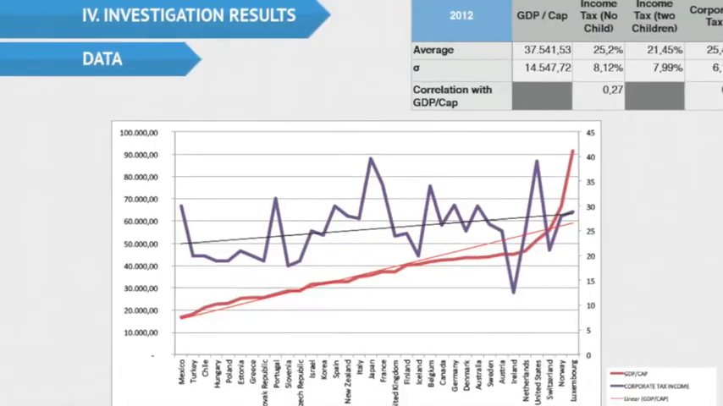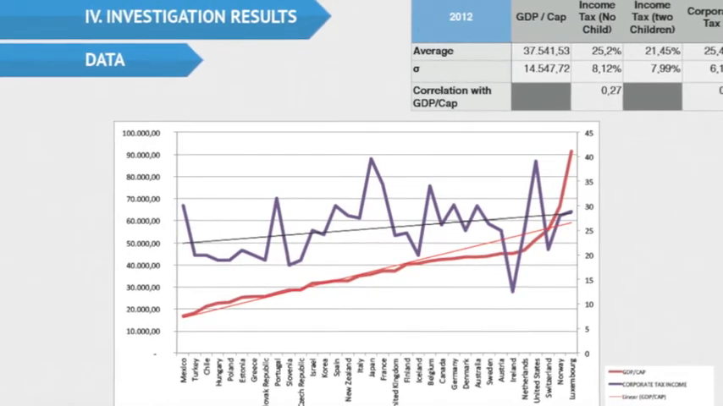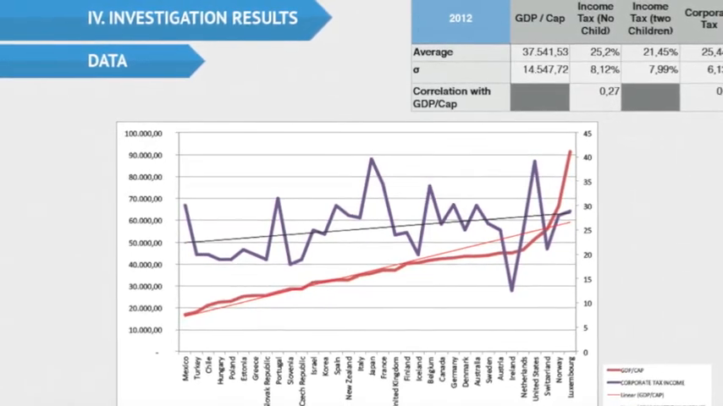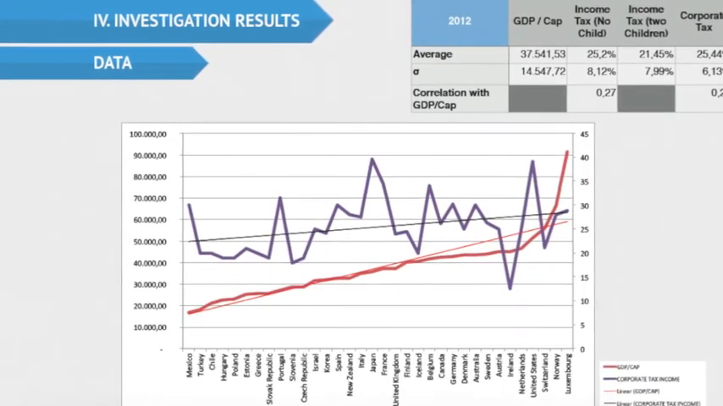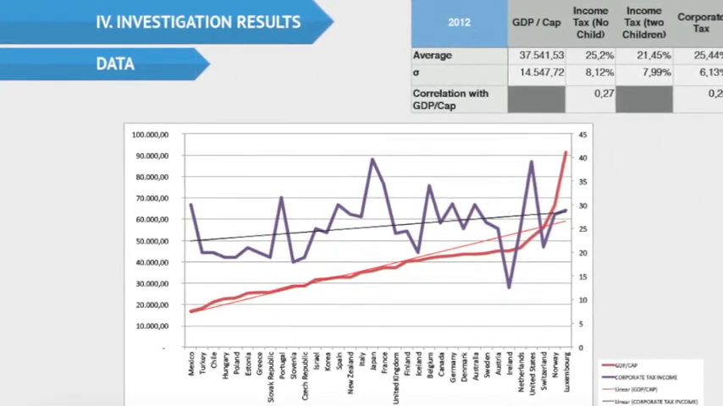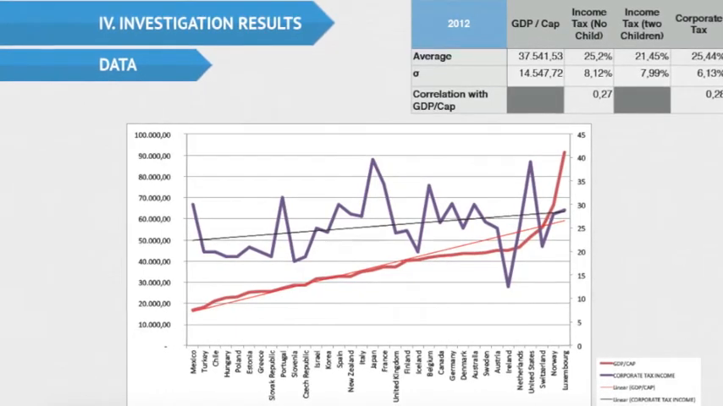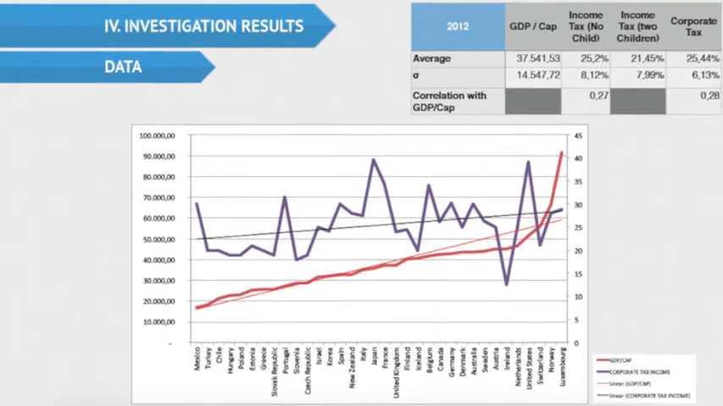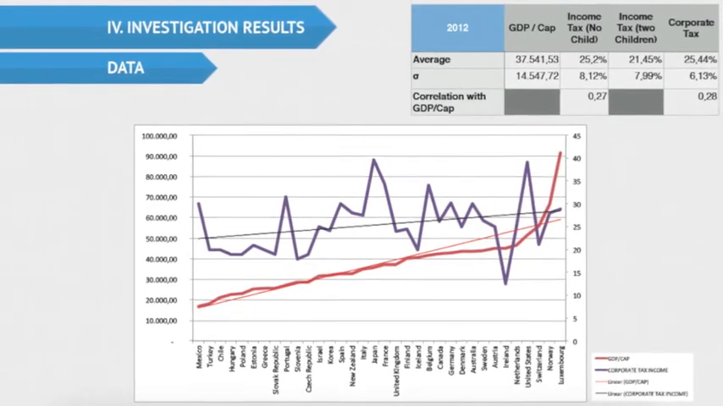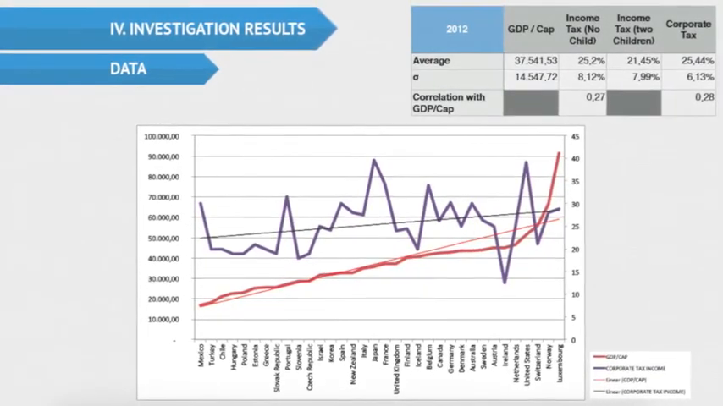As we can see, tax rates in general increase as GDP increases, but not at the same pace. We can see how the general trends of taxes converge with the ones of GDPs. Another observation is that countries with higher GDP per capita do not necessarily have the highest corporate or personal tax income, and lower GDP per capita countries do not necessarily have the lowest tax rates.